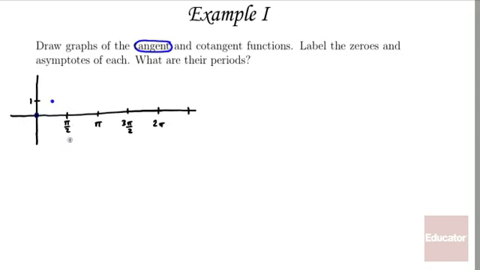So tangent has an asymptote at pi over 2, and it goes up to positive infinity there. So it looks like that. And then in the second quadrant, tangent is negative, so near pi over 2, it has an asymptote going down to negative infinity. The tangent of pi is 0 because it's sine over cosine. And then as tangent approaches 3 pi over 2, it has another asymptote.